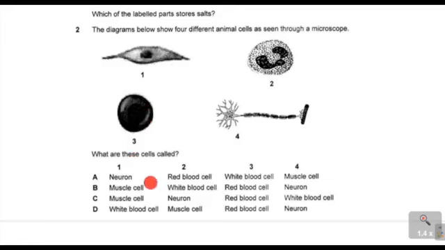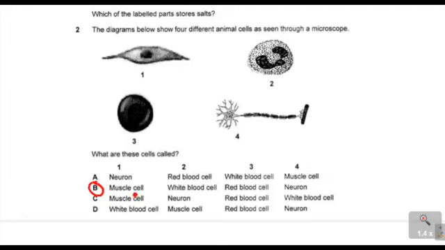So 1 we have said is the muscle cell, so we will focus on B and C. We have muscle cell, then 2, this is the white blood cell. So 2 white blood cell, so definitely we'll go for B. Then 3, we said this is the red blood cell, and 4, this is the neuron. So the correct answer here was B. So this was our answer.